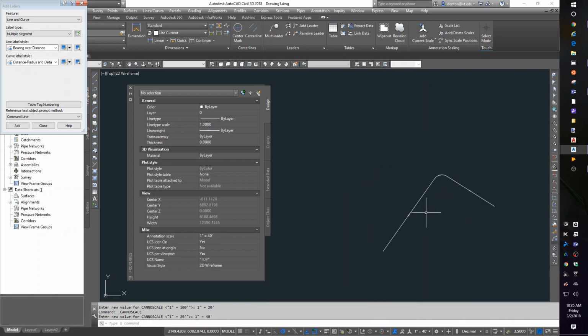Okay, I think that's it for Cogo and coordinate geometry and calculating and labeling. Next, we're going to do some points. I'll get into that in just a minute.